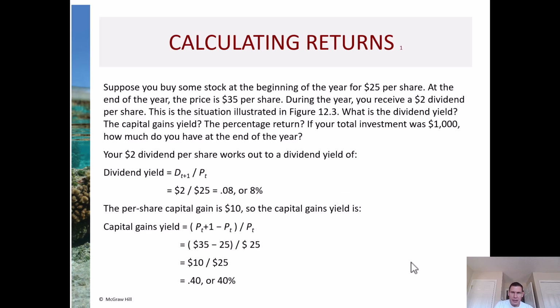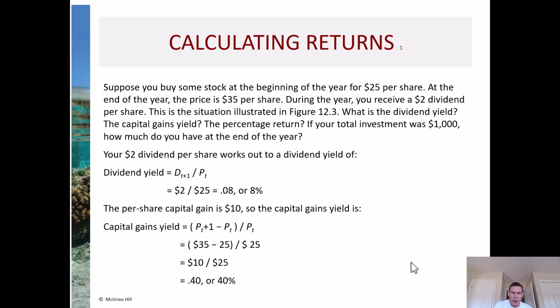So let's say you buy some stock at the beginning of the year for 25 bucks a share. At the end of the year, the price is $35 a share, so it's gone up by 10 bucks. During the year, you receive a $2 dividend per share. This is the situation illustrated in figure 12.3. What is the dividend yield? What is the capital gains yield? And what is the percent return?